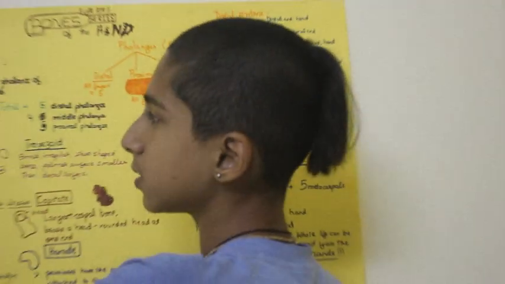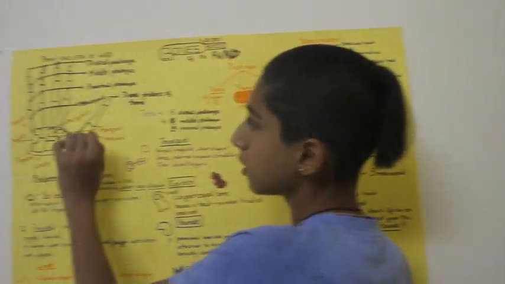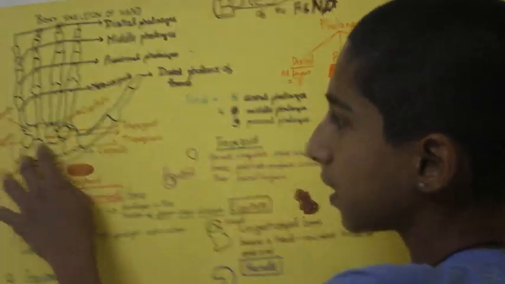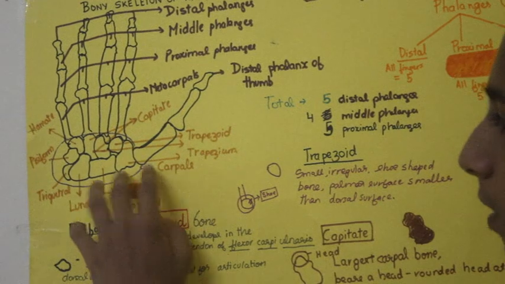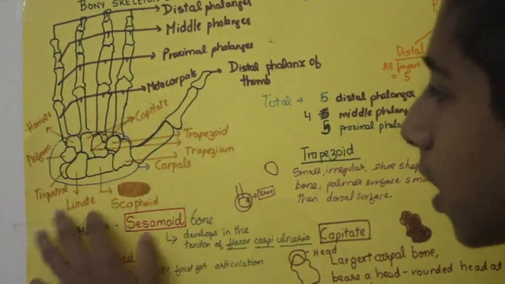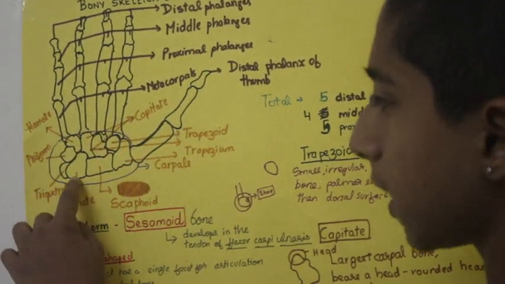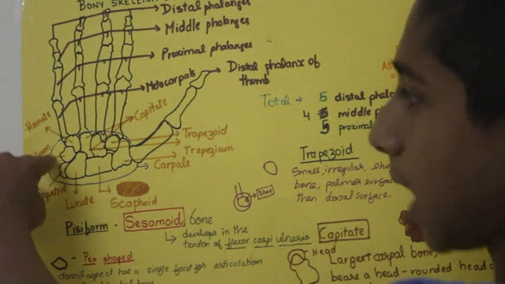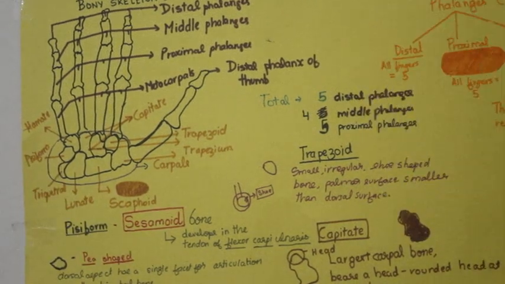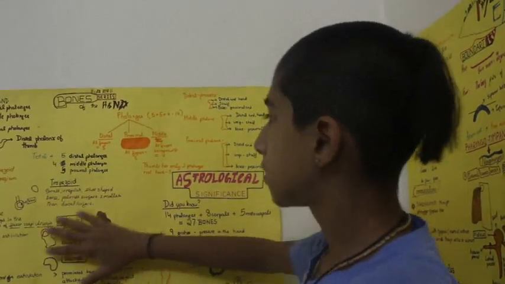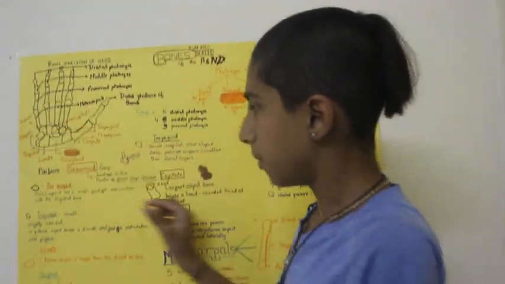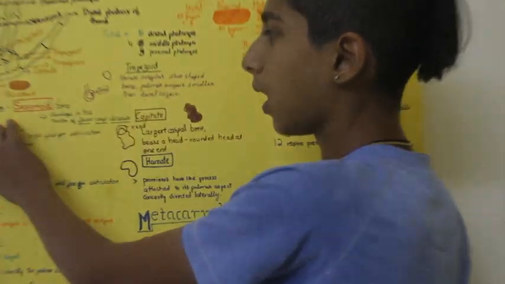And let me show you these carpal bones. These carpal bones are hamate, capitate, trapezoid, and trapezium. These are all carpals, and this is lunate, scaphoid, triquetral, and pisiform. So these are the different bones that we can see here. And next we shall see each one of these bones.